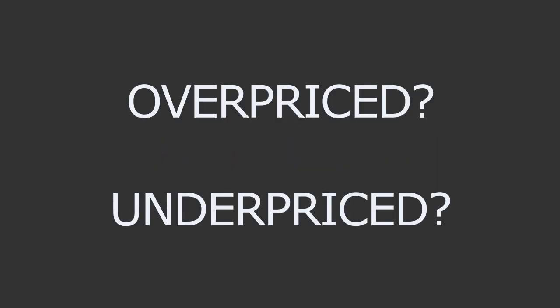So what are the benefits? Determining whether an option is overpriced or underpriced. So if the implied volatility is higher than historical volatility, then the option is considered to be overpriced. Conversely, if the implied volatility is lower than what the historical volatility was, then the option could be considered to be underpriced.